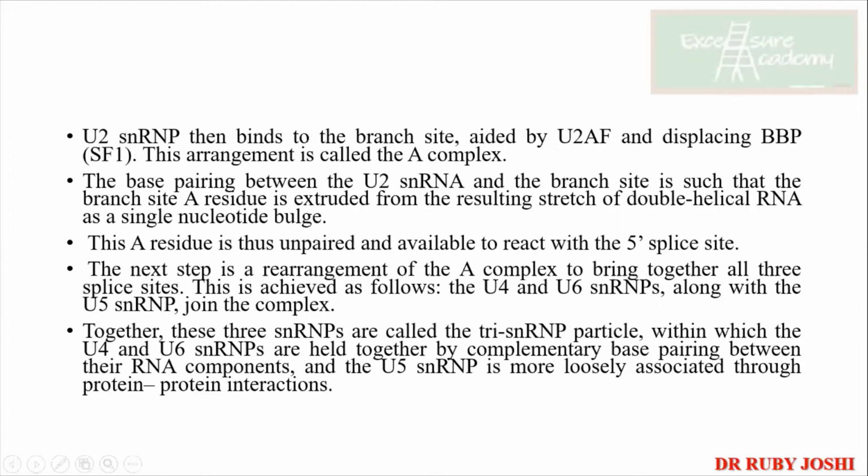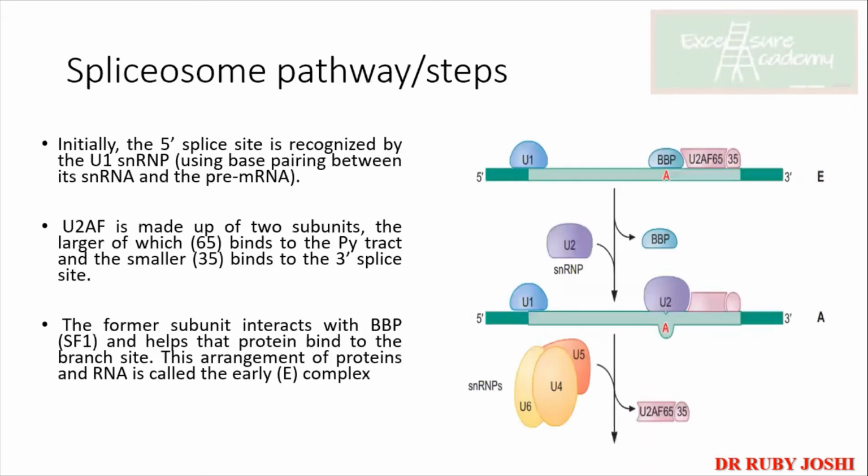Okay. Now the next step is the rearrangement of the A complex. So U2 binding means A complex. Now E is done, A is done. Now from A we will go to the B complex, okay? In this step, what happens is all three snRNP subunits come together. If you have seen in the figure, we have U4, U5, and U6. So 4, 5, and 6 come together, displacing your U2AF 65 and 35.